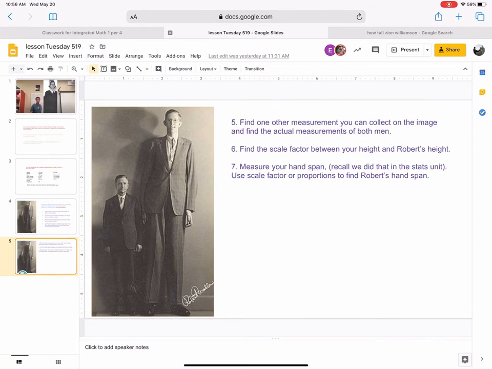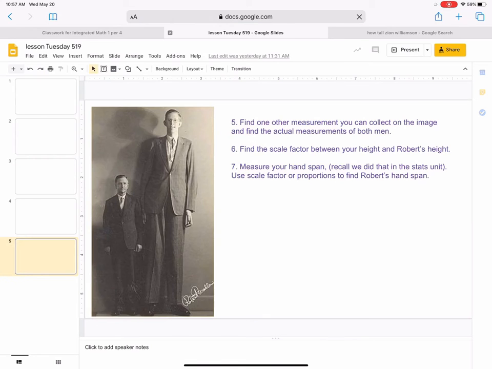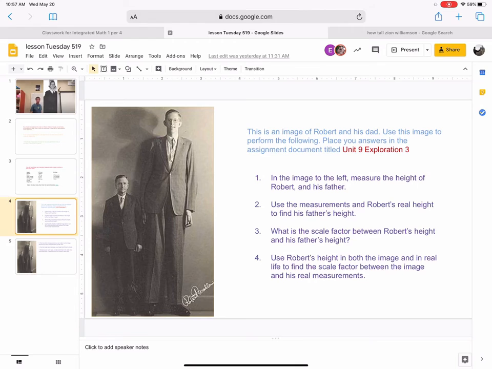Here it is. I'm going to go back to this. Let's see if I can go back to that. Turn this on. Now, let me refresh this here. Okay, and there. So this was what you were supposed to do. We got an image here of Robert. Obviously, he's the tall guy next to his father, and you were going to take some measurements and check to see by just measuring right off the screen using a ruler and compare the two heights, find some scale factors.